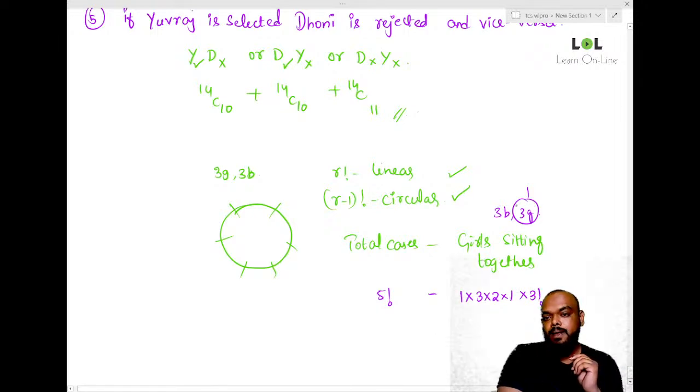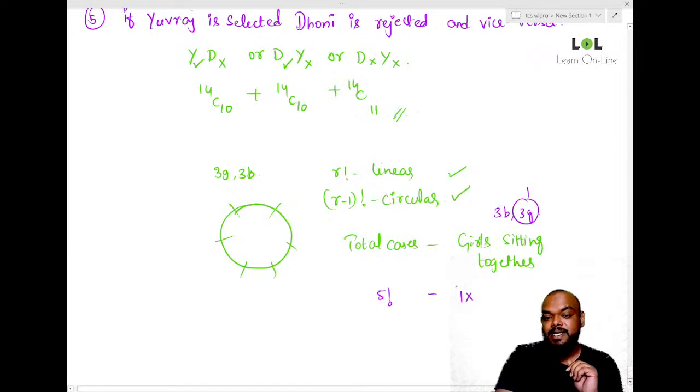Listen, 3 boys, 3 girls. Consider all girls sitting together means consider all girls as 1 unit. Totally how many units are there? 4 units are there. Among those 4 units, if the first person goes inside, that person can sit in only one way. Now still 3 more units are there.